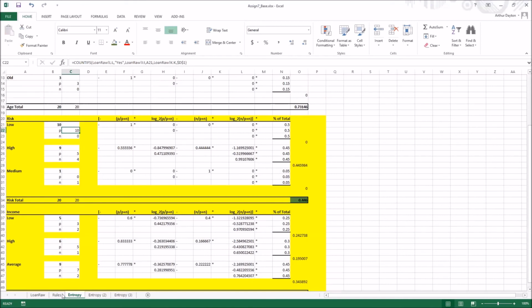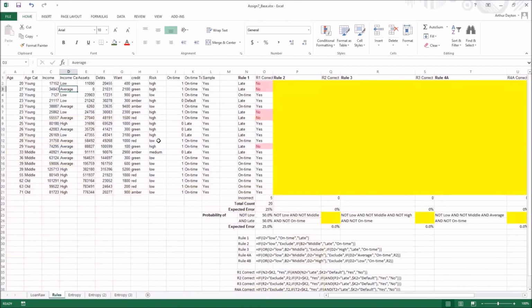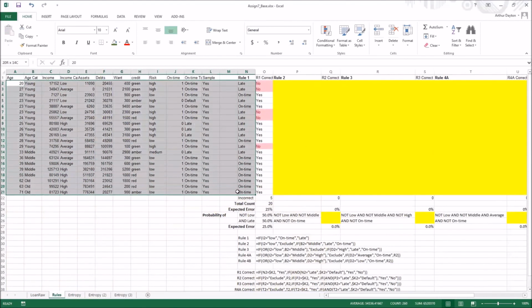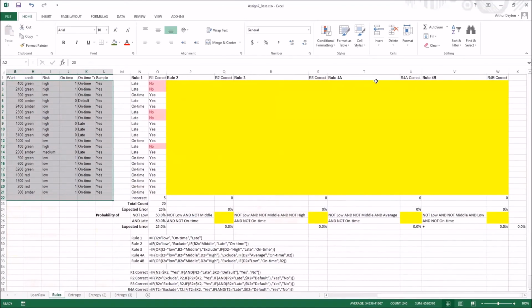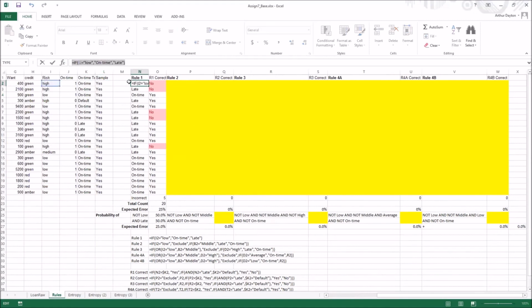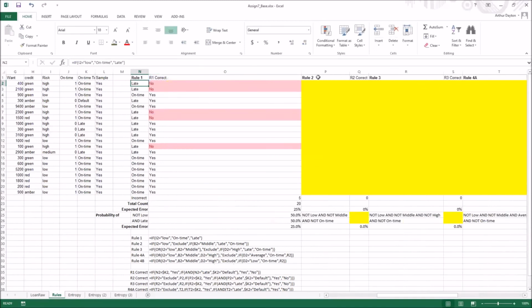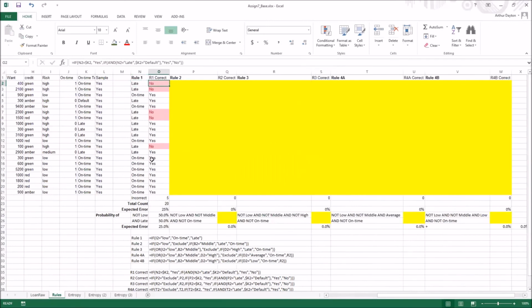So if we come to our rule sheet, then we've got our sample data here in our rule sheet, and we're going to build out our decision tree rules here, one column at a time as we figure this out. So here you can see I've got the rule applied, and we are saying if our risk is equal to low, then we are predicting an on-time payment, and if it is not low, then we are predicting late. And then in this R1 correct column, we are just determining whether or not our rule correctly predicted the outcome based on our sample data.